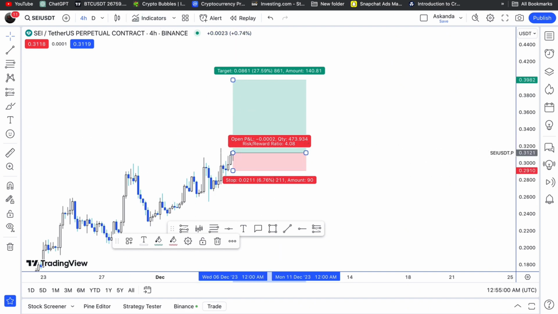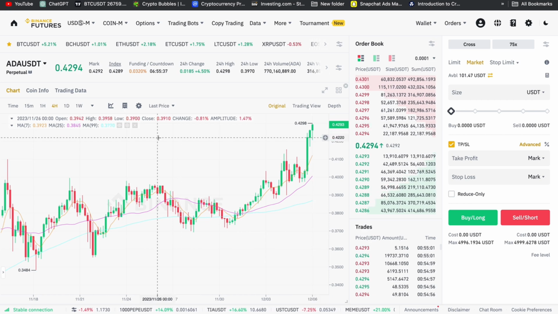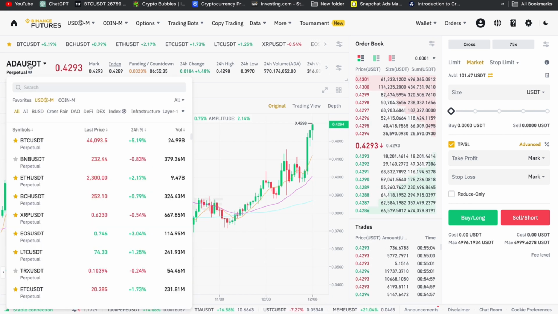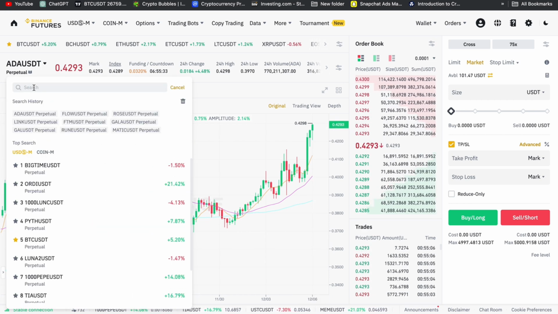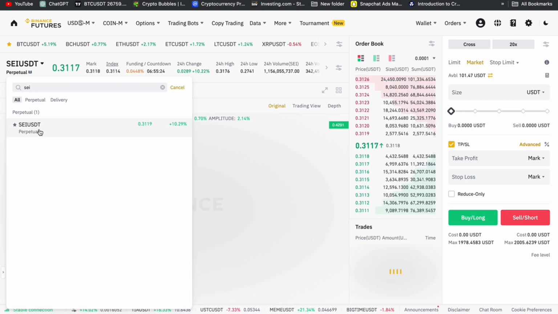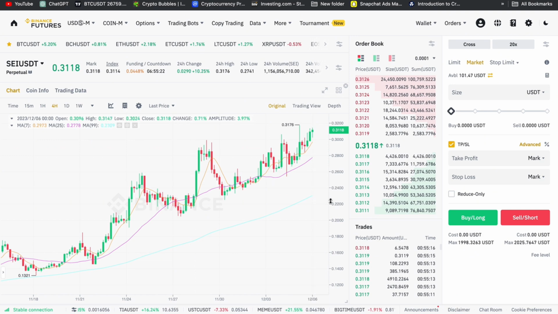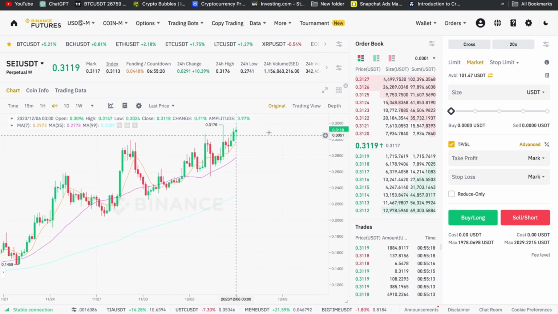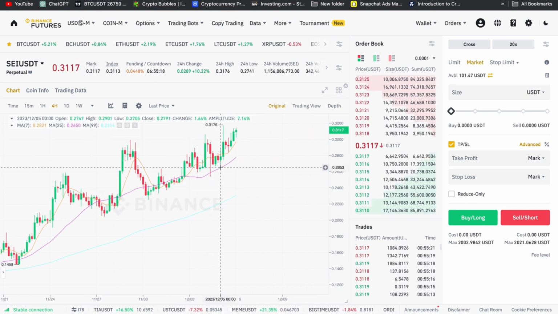So what I'll do is go to my Binance account. Once I am on my Binance account, I'll just click here. Then I'll search for this particular coin called C. So we search for C perpetual. Always select those with the perpetuals. It has increased 10% in the past 24 hours. You can also see it's the same chart as on TradingView.